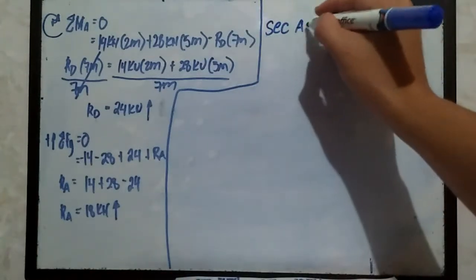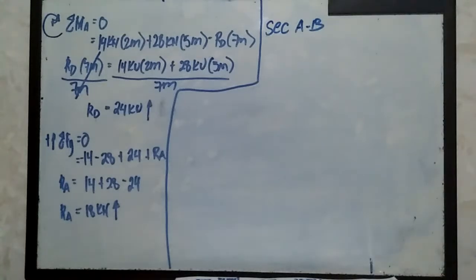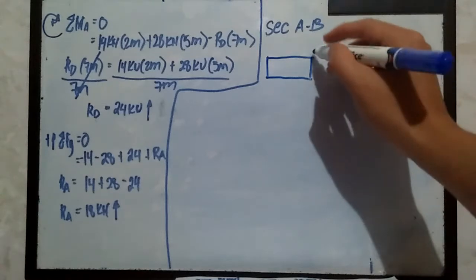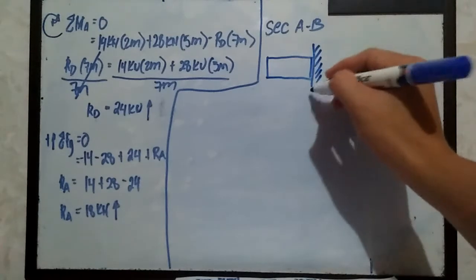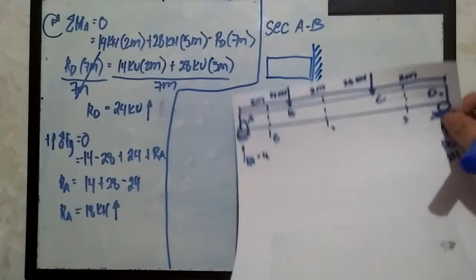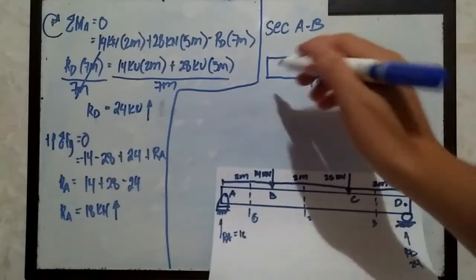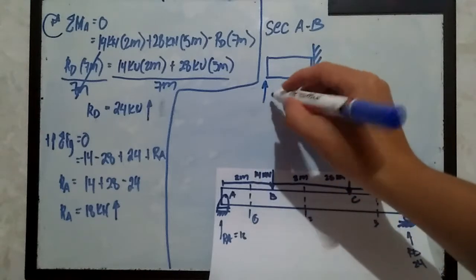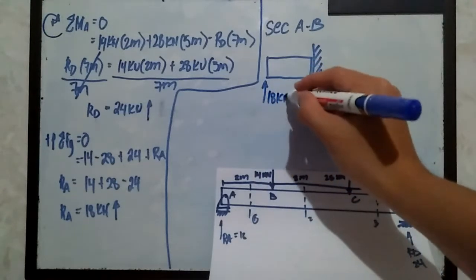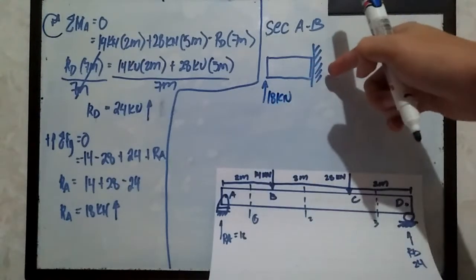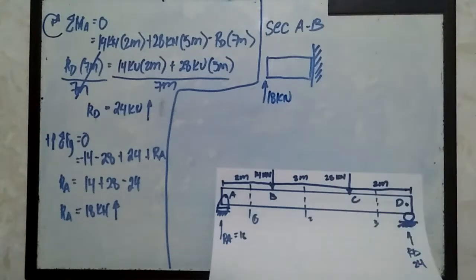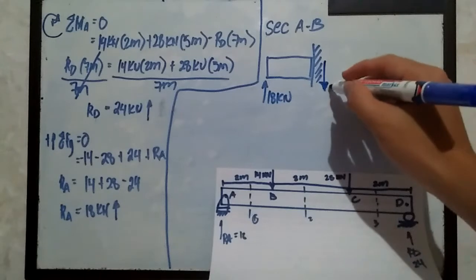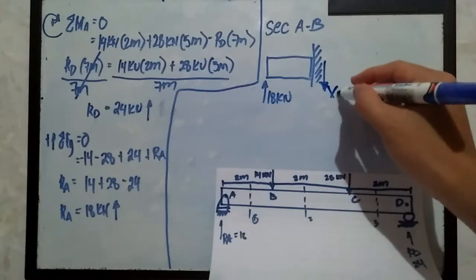For section A-B, using the left side, of course, let's draw the free body diagram. This is the free body diagram, and this is the point where we cut the section AB, as you can see here. At this point, this is A, we have a reaction R sub A equivalent to 18 kilonewtons. And from this point where we cut section A-B, we have the shear force going downward. You can assign that anything. This is V sub A.